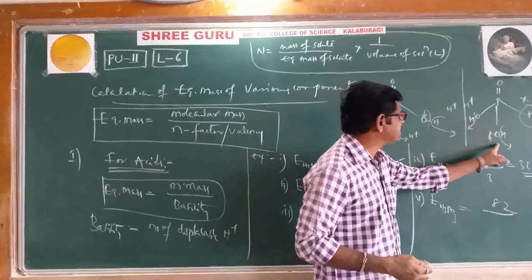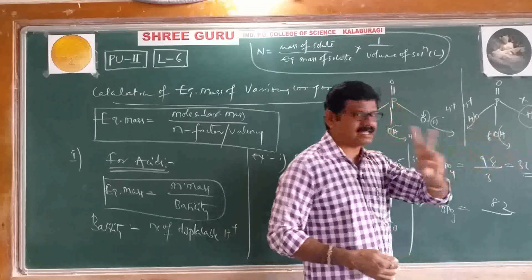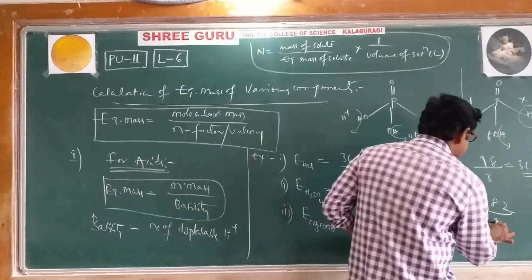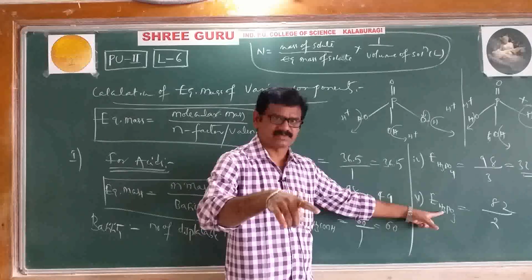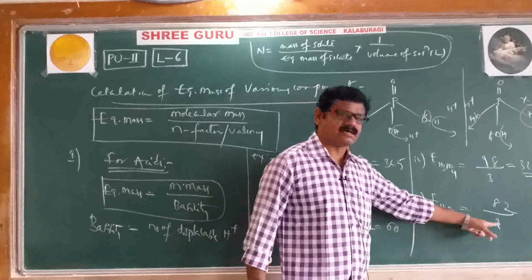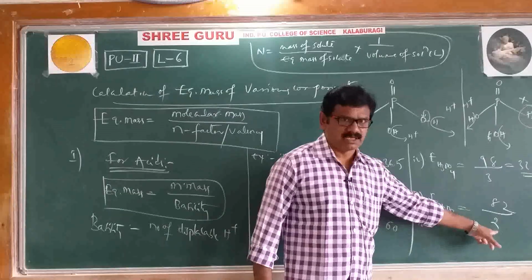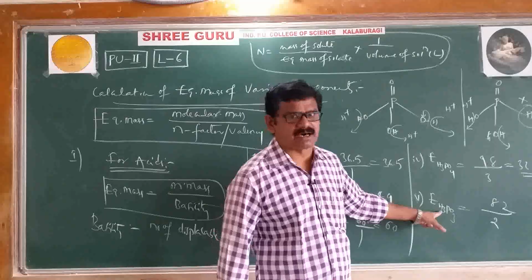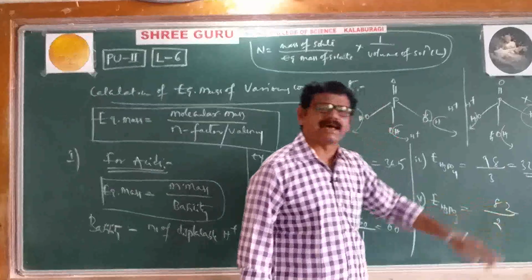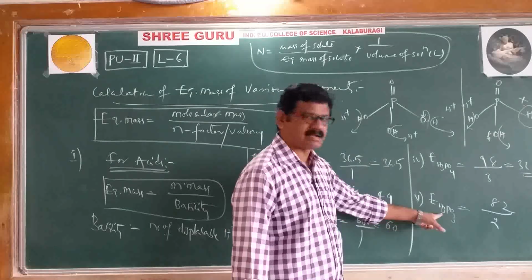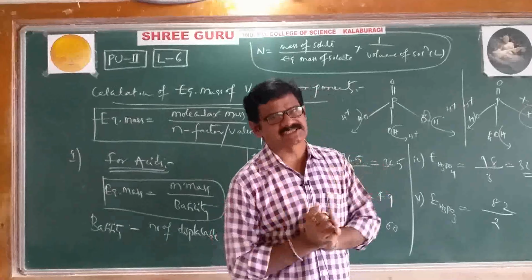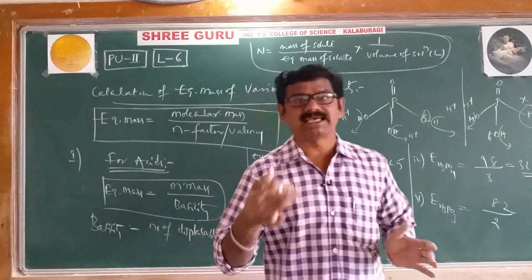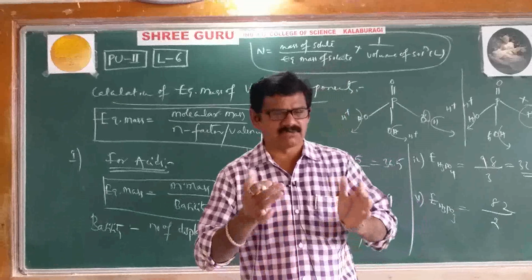How many displaceable hydrogen ions are there? Only 2 displaceable hydrogen ions are there. Of course, total hydrogens are 3, but displaceable hydrogens are only 2. That's why, just by seeing the number, don't write it directly, please. We have to know about its structure. We have to know how many displaceable hydrogen ions are present. Then only we have to write.